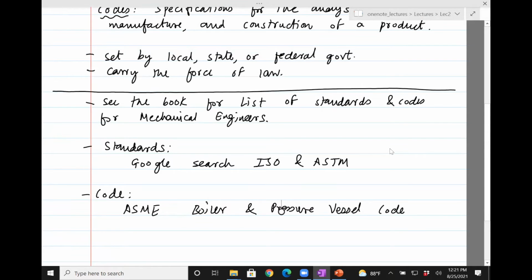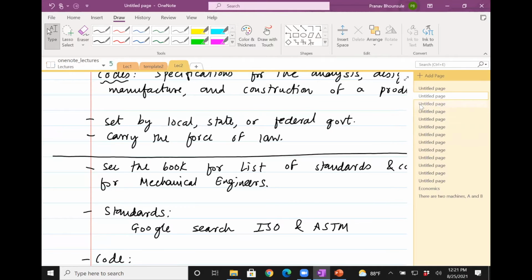Any questions? Okay, so let's move on to the next part, which I think is important: the economics in design engineering.